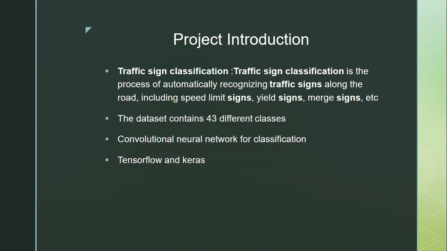Now we are using a convolutional neural network for the classification of the images. And for that, we are using the modules TensorFlow and Keras. TensorFlow is a low level API and Keras is a high level API.